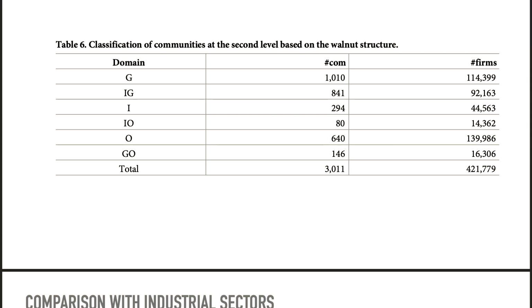We do not know whether this is particular to Japan, or it is also observed in other countries as well. So, this needs to be checked. It might be just that Japan imports most of its raw material from other countries, and that could also be the reason that we see so many communities with IG composition.